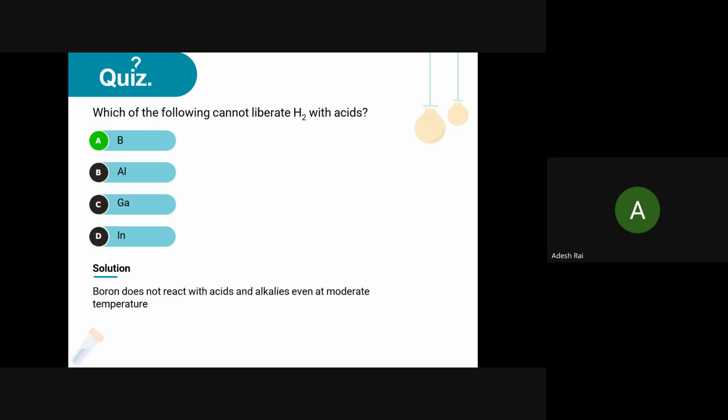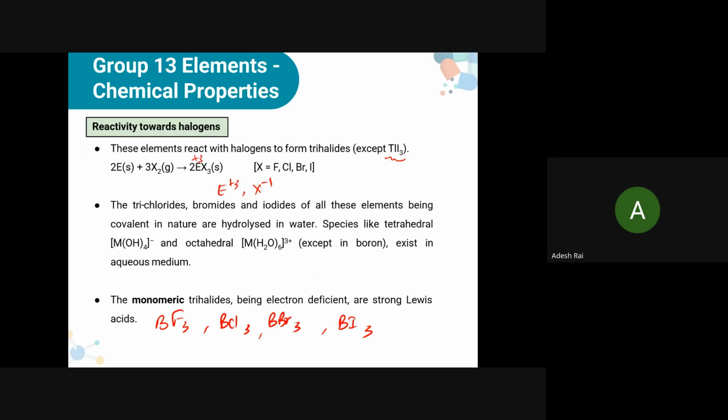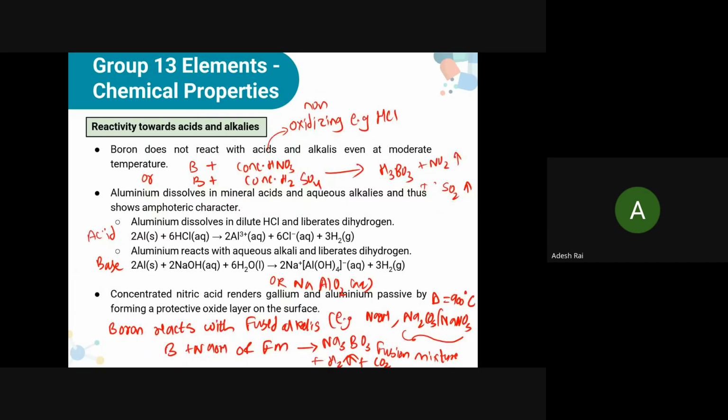Here it is written that boron does not react with acids and alkalis, even at moderate temperature. But we have seen that it reacts, right? The PPT does not hold that much weight, but I have told you that boron reacts with both acid and base. But what is the product? When it reacts with acid, H3BO3 is formed, no? Just now we did this. When boron reacts with acid, what is formed?